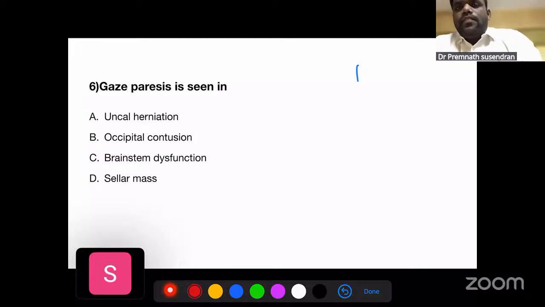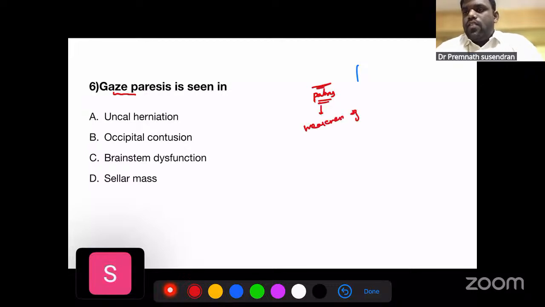So next come the 6th question. This is also a general physiology-based question, mainly taken from neuro-ophthalmology. The gaze paresis is seen. So the gaze paresis is nothing but a gaze palsy, and keep it as a gaze palsy, where there is a weakness of extraocular muscle.